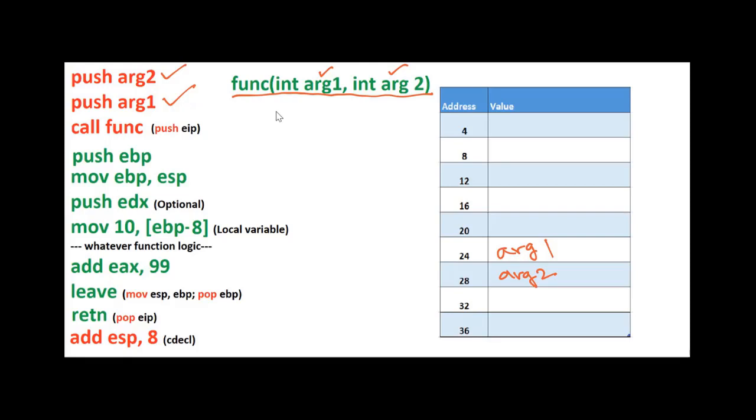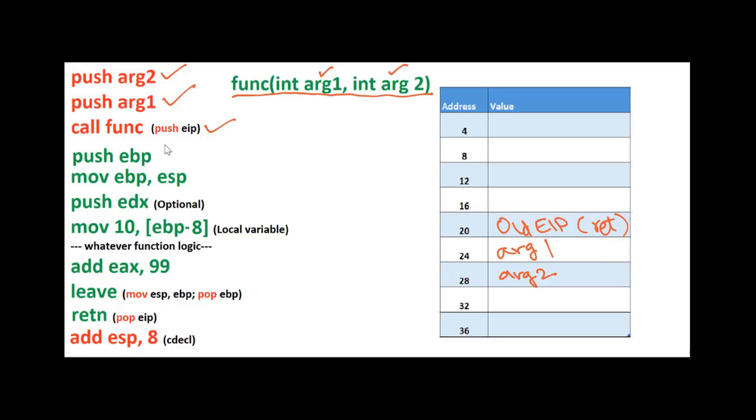So once the arguments are pushed onto the stack, a call is made to the function using the call instruction. The call instruction implicitly pushes the value of the EIP onto the stack. This is done so that once the function call completes, the processor knows which instruction it needs to execute in order to continue the flow of the program. So this is basically the return address. And once the call is made, now the control is transferred to the function.